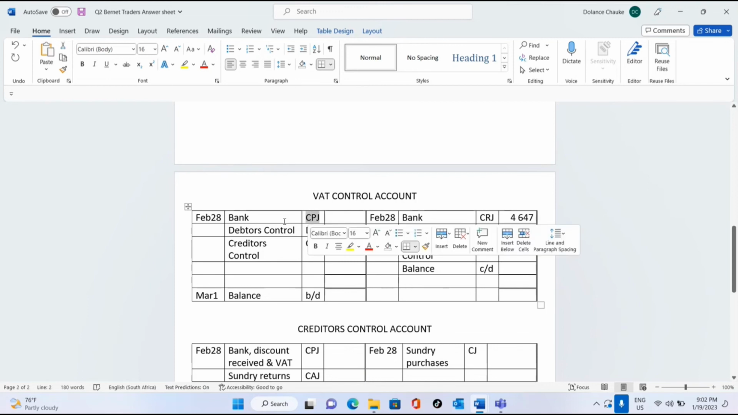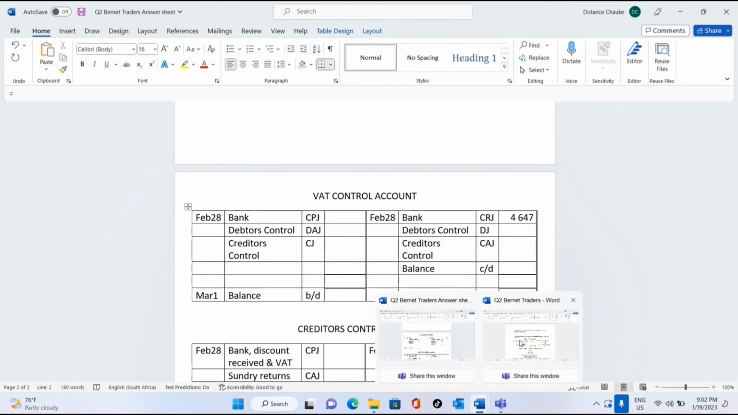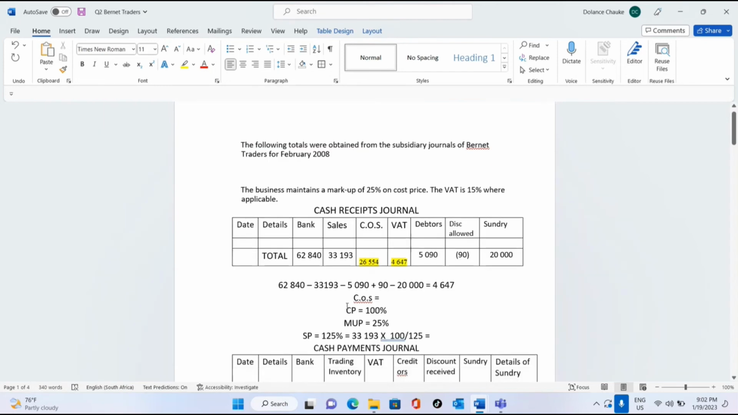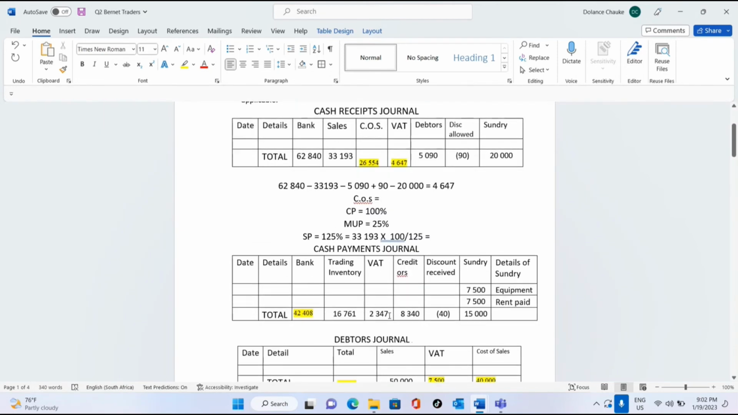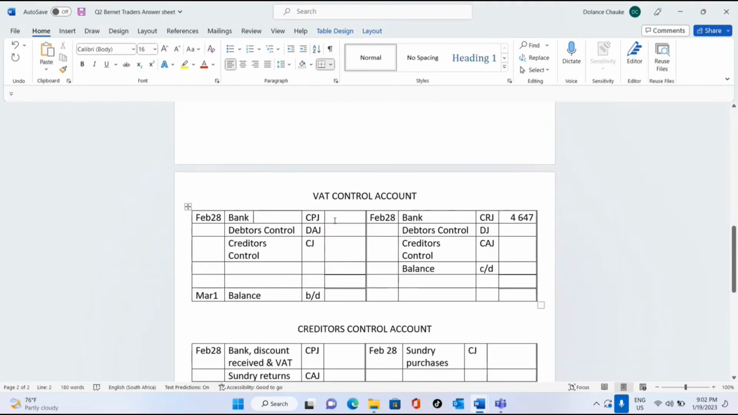And then we'll go to our cash payment journal and look at VAT. In the cash payment journal, our VAT is 2347. So we'll go back to our answer sheet and say 2347. And then let's proceed.